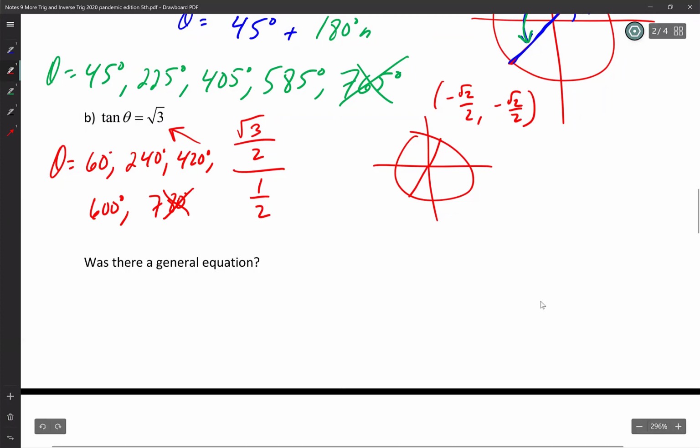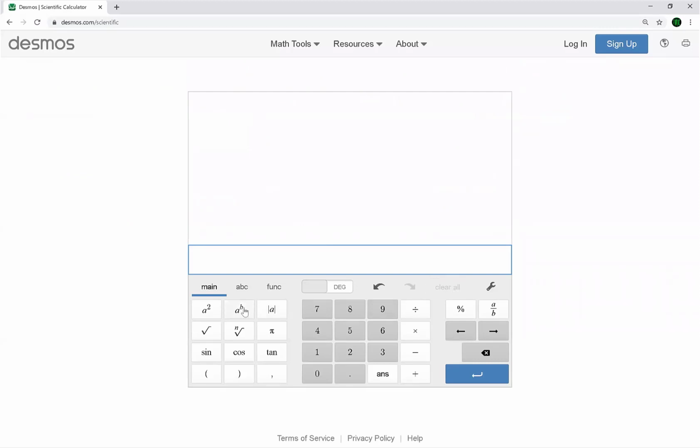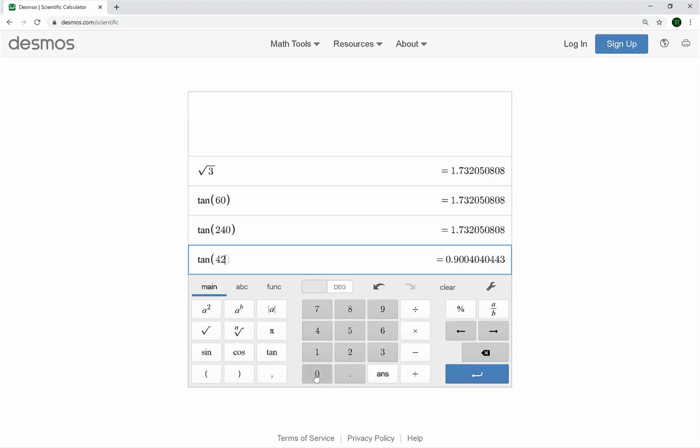Let's verify. So I'm going to go to my Desmos. I'm going to first find out what square root of 3 is as a number. So square root of 3, I'm going to push enter. Oh, square root of 3, 1.732, that's what I better get. All right, let's see, tan of 60, 1.732. Tan of, what was the next one that I put? Tan of 240, 1.732. And then I put tan 420, 1.732. Tan 600.